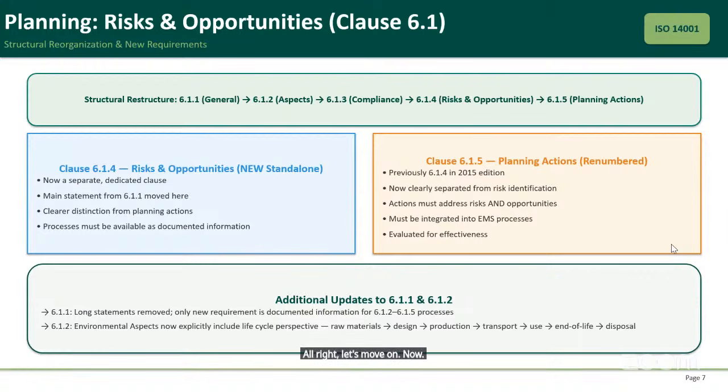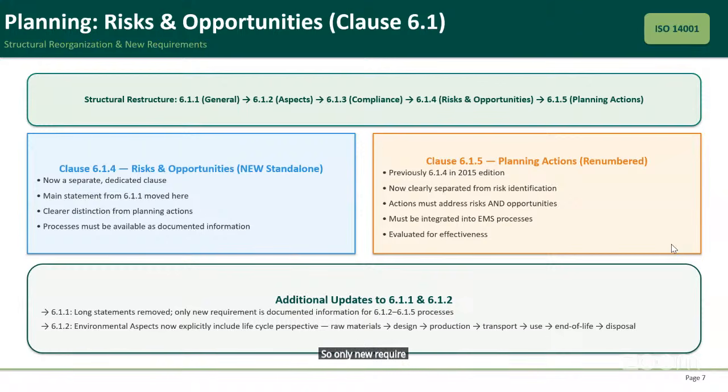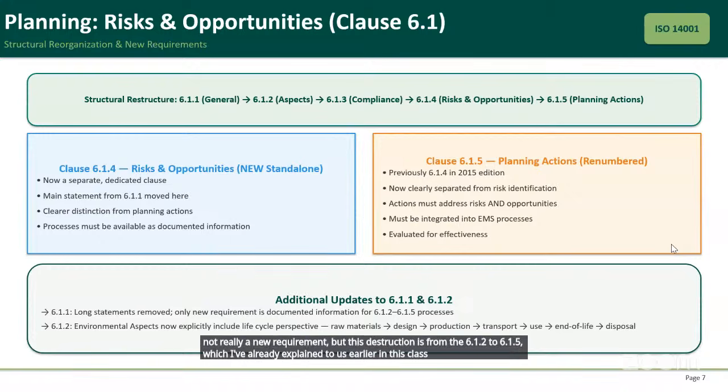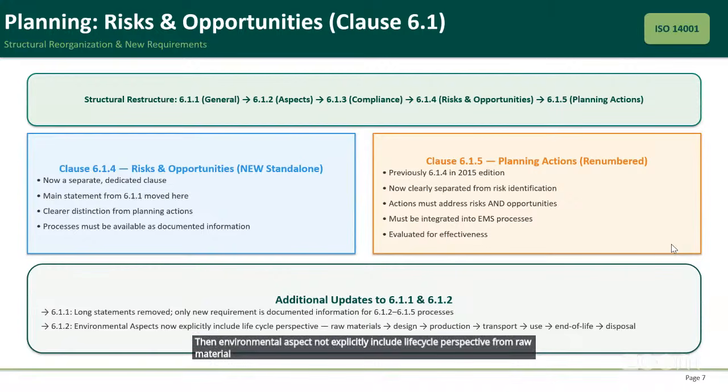Now, what are the additional updates? The long statement was now brought, like I said, from 6.1.1 to 6.1.4. The only new requirement there is the structuring from 6.1.2 to 6.1.5, which I've already explained earlier in this class. Then environmental aspects now explicitly include life cycle perspective from raw material, design, product, transportation, use, end of life use, and disposal, which I've already explained also.